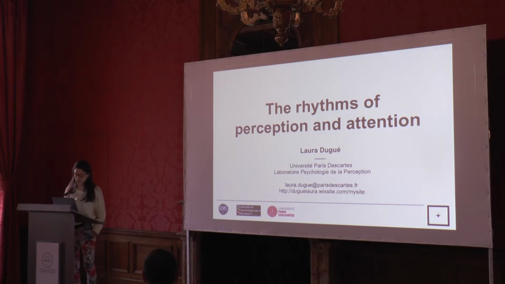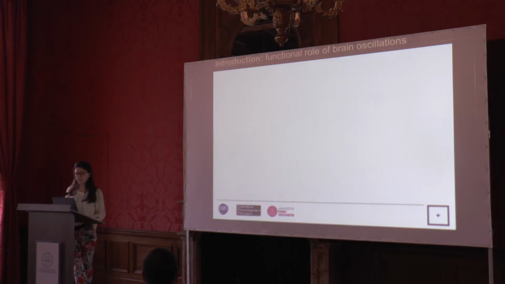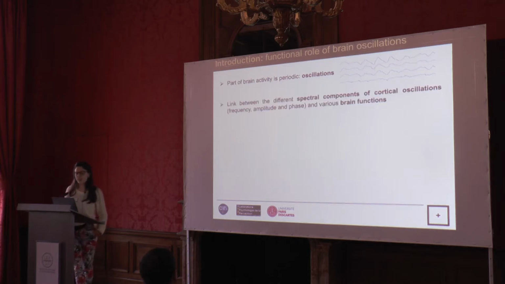So yeah, I'm going to talk about more basic perceptual and attentional processes and the rhythms of those processes. If I go back to the basics, if you measure EEG or MEG, part of this activity is periodic, and that's what we call the oscillations. And over the years, authors have been trying to make a link between the spectral component of those oscillations, so the frequency, amplitude, and the phase, and various brain functions.